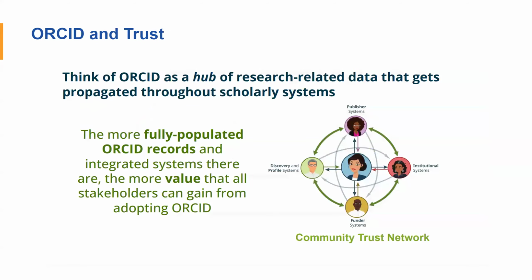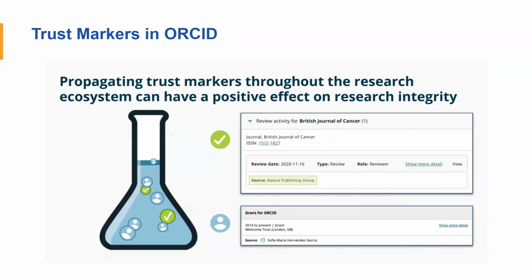So on the next slide, one of the things that's been going on with ORCID is really the focus on trust in the last few years. So this kind of illustrates the community trust network. So from different systems, from different roles and responsibilities of organizations, it's really about a community and it's a network that's really kind of looking at how data are being pushed to ORCID that creates trust. Let's take a look at, on the next slide, what we are calling trust markers in ORCID.